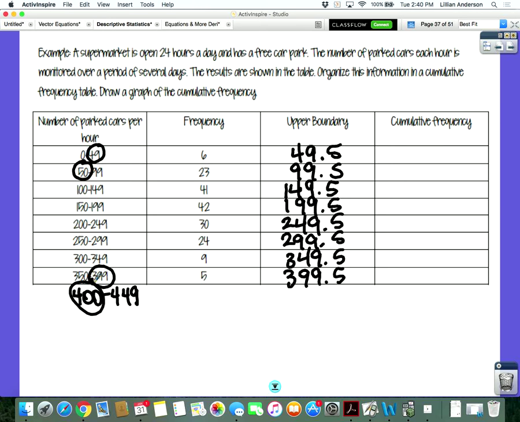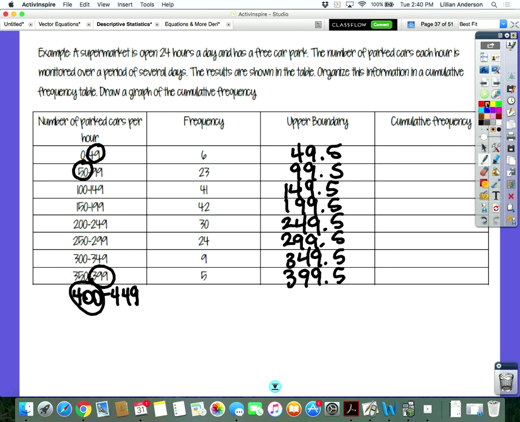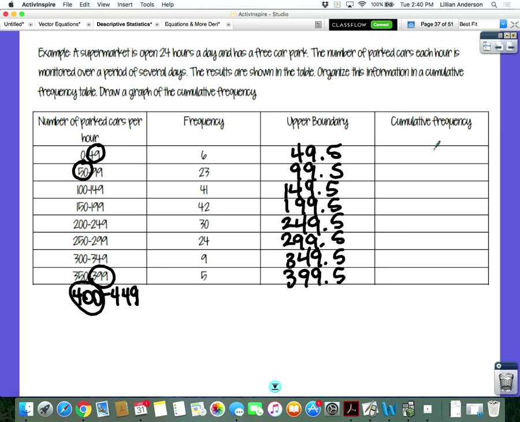Okay? Cumulative frequency. You're adding them up. You're adding up your frequencies, okay? So what's the first frequency that we have? 6. Cumulative means we continuously add on to it. So if we start with 6, which is the very first frequency, the next frequency is 23. What would be the cumulative frequency here? 29. You get 29 because you add 6 and 23.